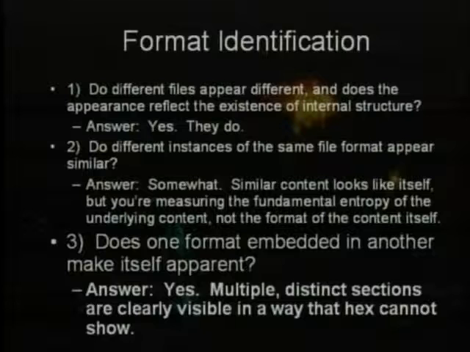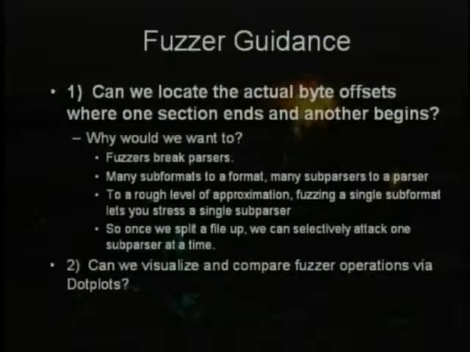So, multiple distinct sections are clearly visible in a way that hex cannot show. Awesome. Now, fuzzer guidance. This is where we actually start breaking stuff. Can we actually locate byte offsets where one section ends and another begins? Well, why would we want to do that?